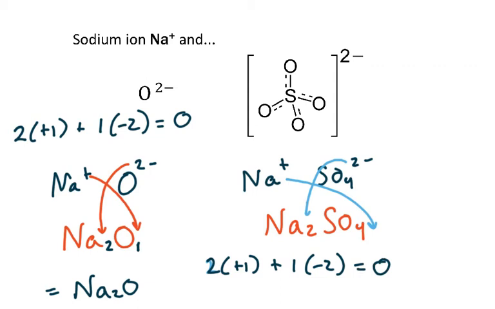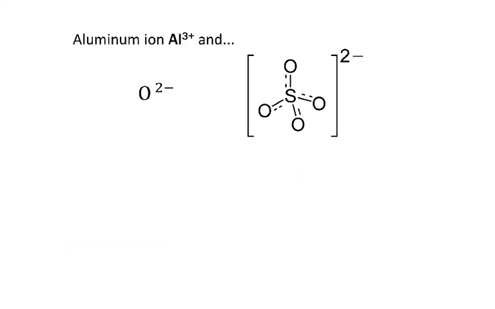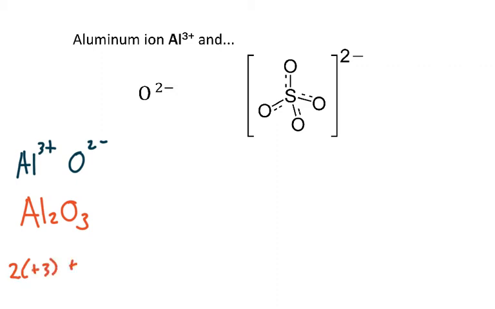Okay, what happens? We have aluminum ion with these. Well, aluminum +3, oxygen -2, gives us Al2O3, right? And then we can work it out. We could say we have 2 aluminum, each +3, and we have 3 oxygens, each -2, and so this is 0.